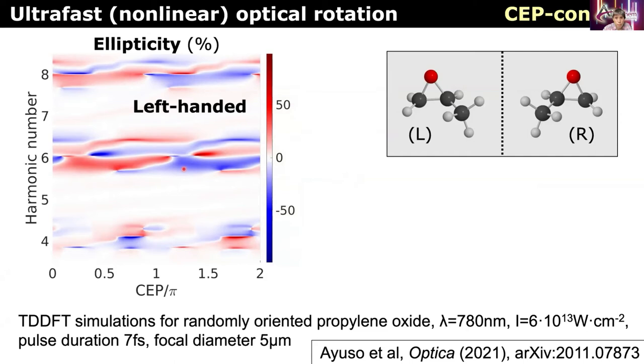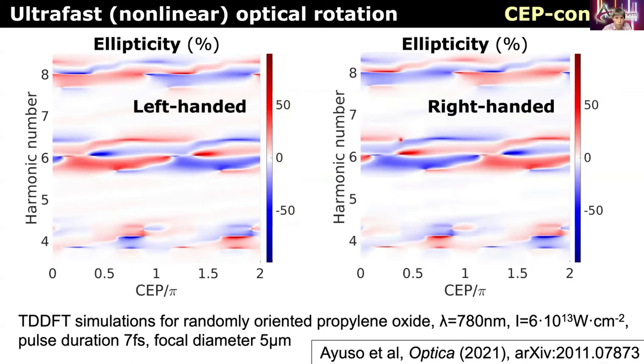And these ellipticities record the chirality of the medium, because this is what we get in the left-handed molecule, and in this one, this is what we get in the right-handed molecule. We get exactly the opposite result. So negative ellipticities become positive, positive ellipticities become negative. So by measuring the ellipticity of these harmonics, we can identify and quantify the chirality of the medium efficiently. And I sort of promised an enantiosensitive rotation, because this method is actually called ultrafast optical rotation.